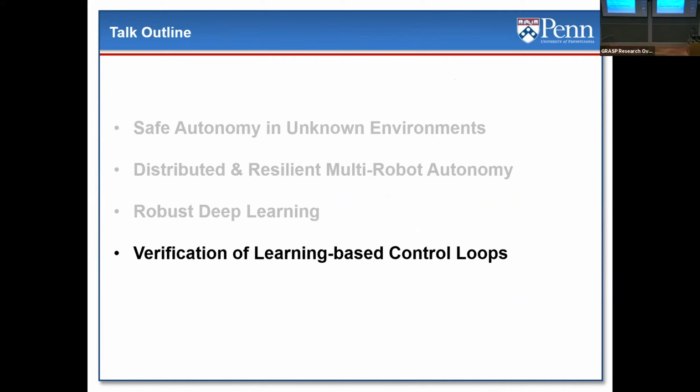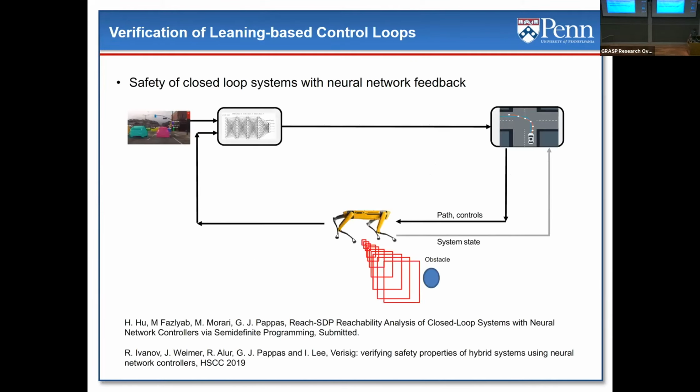And finally, so far we talked a lot about how we can design autonomy frameworks that rely on neural networks, either for vision or for planning and control. In this project, we follow a dual approach, where the goal is to verify such a closed loop system that has learning enabled components. And this mostly relies on employing reachability analysis tools to reason about safety.